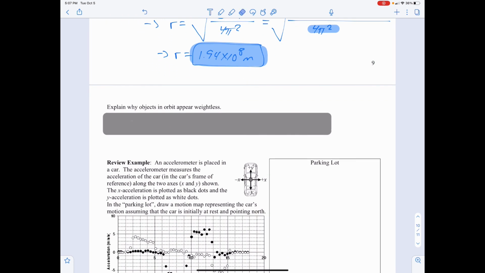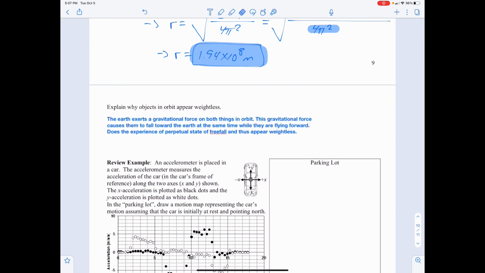Explain why objects in orbit appear weightless. Well, objects in orbit appear weightless because gravity makes things fall towards the Earth. But if something is in orbit, it's also flying forward at the same time. So something that appears weightless is really in a perpetual state of free fall. Thus, if you were to stand on a scale, the scale would read 0. It's not that there's zero gravity. There's still gravity up in space, but since you're falling towards the Earth and flying forward at the same time, you're continuously falling towards the Earth. Hence, weightless.